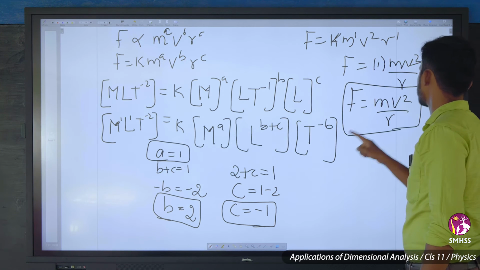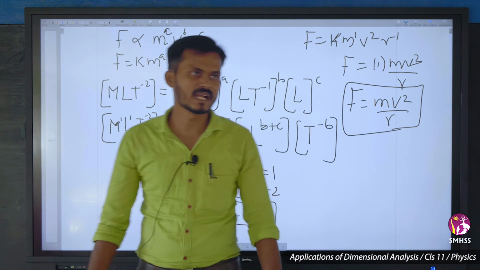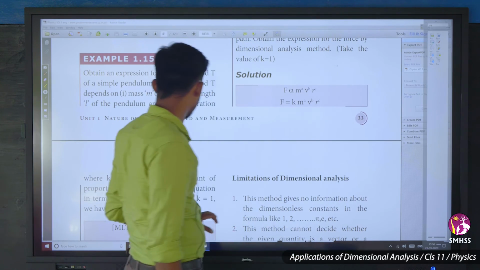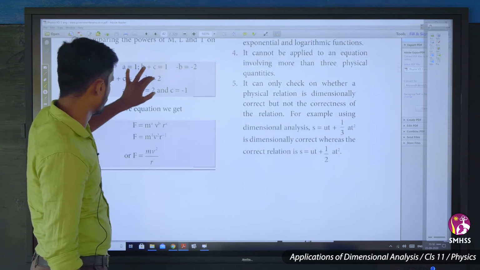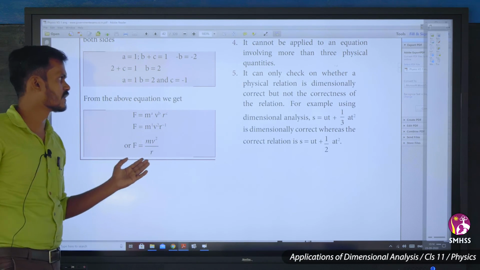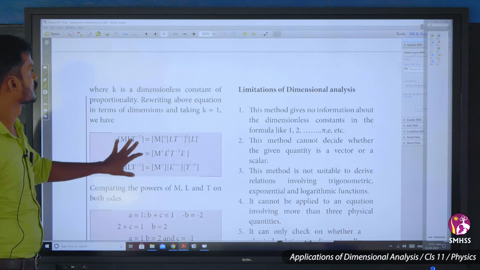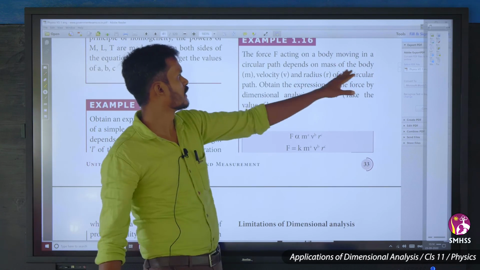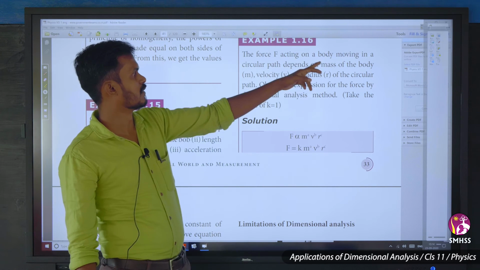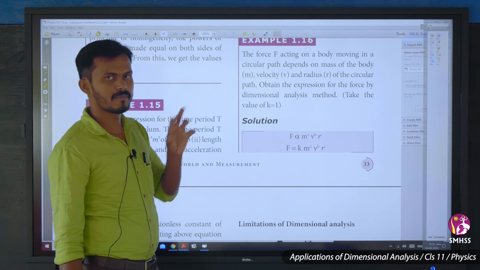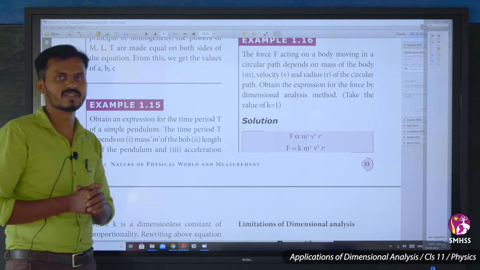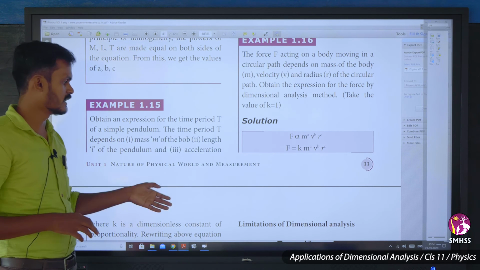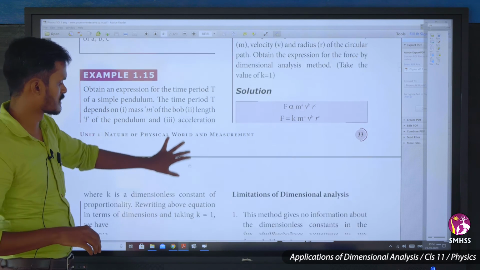So, this is the relationship for the force acting on a body moving in a circular path: F is equal to mv square by R. The force F equal to mv square by R, we have derived using dimension analysis. So, these are the three applications of dimension analysis.